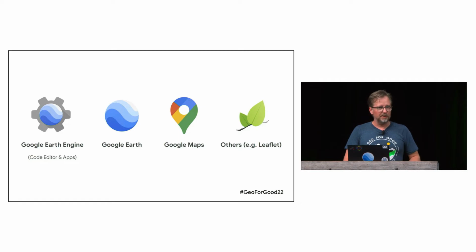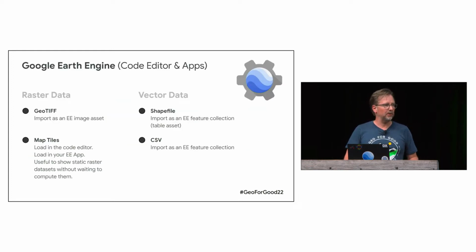So same list as we saw earlier. You can bring things back into Earth Engine, but more interestingly into Google Earth or Maps, GIS platforms, web mapping platforms, et cetera. So let's step through each of these really quick just to talk about which formats work with the different platforms. And for each of these, we have our raster data and our vector data.